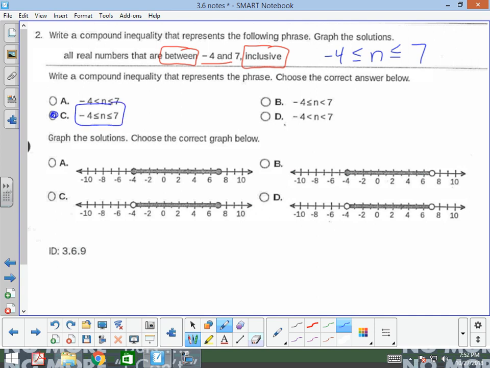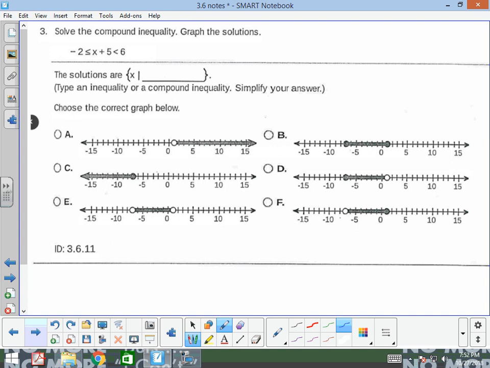Now, when it's graphed, we want the shading to be between -4 and 7, and we want -4 and 7 to be included. Notice both are filled in at -4 and 7, and the shading is between. So this is choice A. Number 3. All right, here we have a compound inequality to solve.